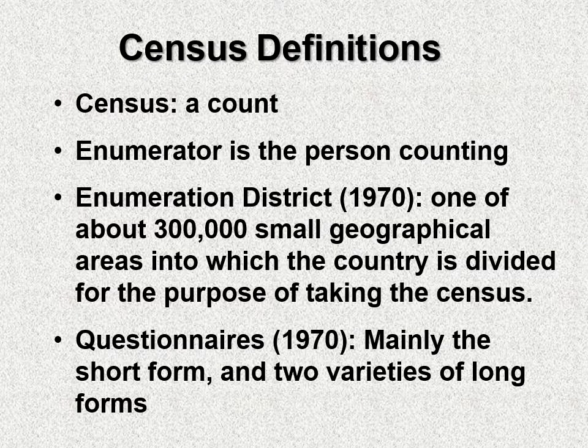So here are some definitions that you would need. Obviously, a census is a count. The person doing the count is the enumerator, and that process is an enumeration. So the enumeration is the process of taking the count by enumerators. The enumeration district, which is the smallest unit of the census, at least it was in 1970, is one of about 300,000 small geographical areas into which the country is divided for the purpose of taking the census. And I think that I got that directly from one of the manuals.